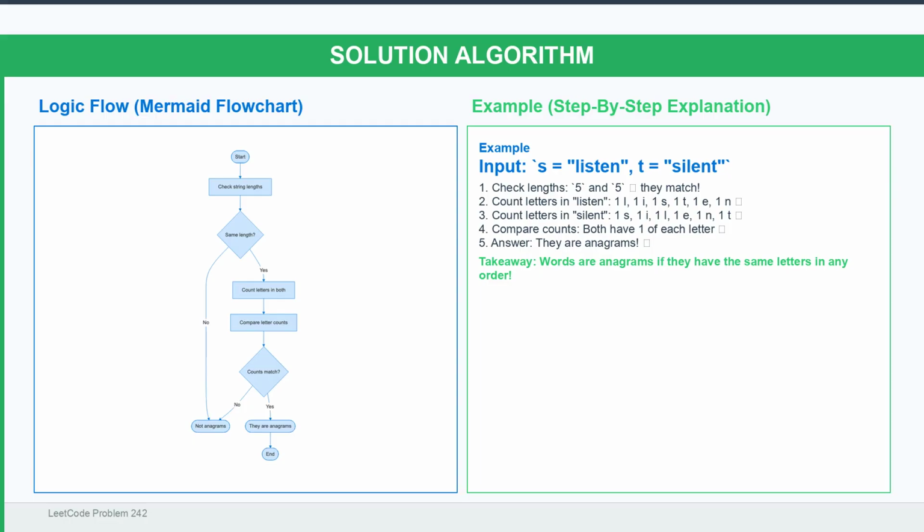Then we look at the second string T, and for each character, we decrement the count in our dictionary. If a character in T isn't in S or appears more times than allowed, we know they're not anagrams. Finally, we check if all counts in our dictionary are 0. If they are, S and T are indeed anagrams. This systematic approach ensures we efficiently determine the relationship between the two strings.